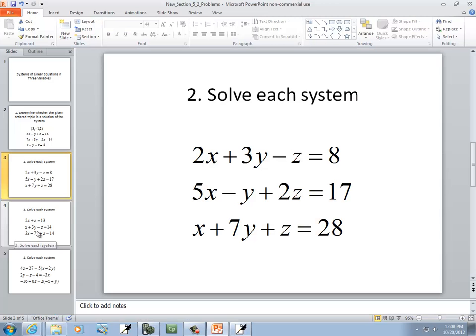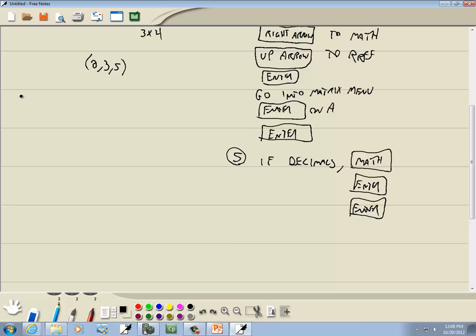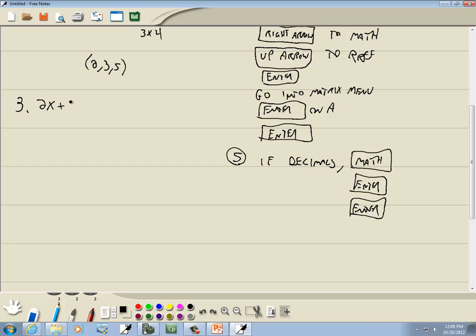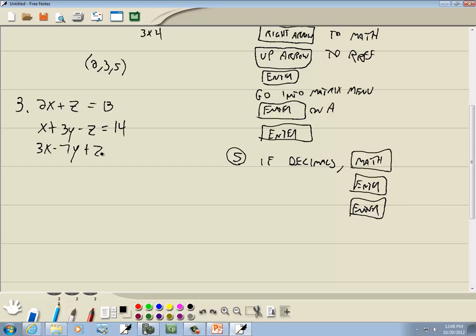Well, since we're right here and we're ready to do the next problem, let's go ahead and do it in the calculator first, and then I'll do it by hand. So I got 2x plus z is equal to 13. x plus 3y minus z is equal to 14. 3x minus 7y plus z is equal to 14.